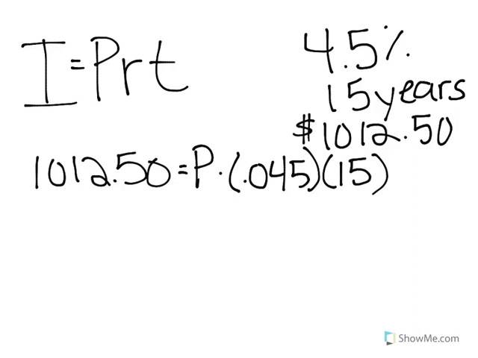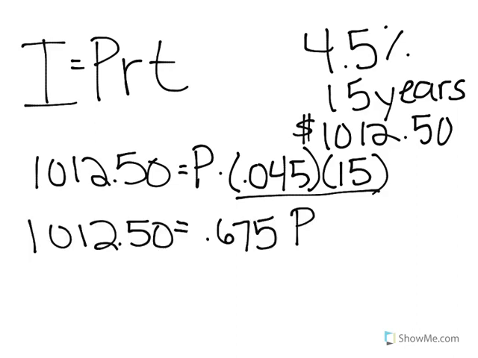So we need to then work backwards. So I'm going to first multiply this amount, 15 times 0.045. When I multiplied it, I got 0.675, and I have that now multiplied times P. So now I'm going to divide $1,012.50 by 0.675. That gave me $1,500. That must be what they started with at the beginning. $1,500 equals the principal, the starting amount of money that Javier's parents put aside when he was born.